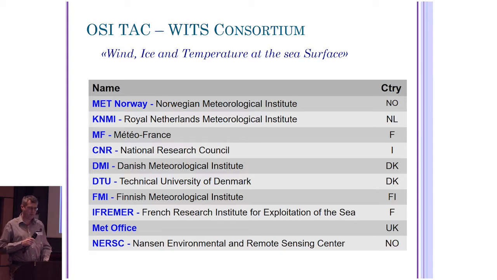So I mentioned before the Wind, Ice and Temperature at the Surface consortium. So these are the members of the team. So we have 10 different institutions represented. And later on I'll show how that divides up between the different products that we provide.